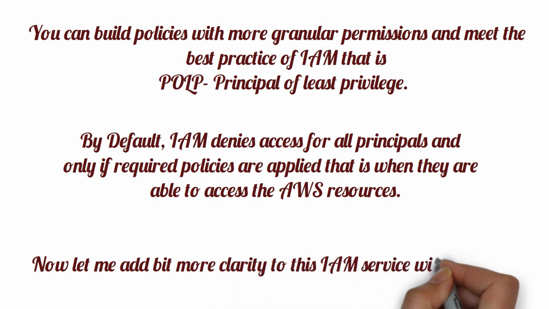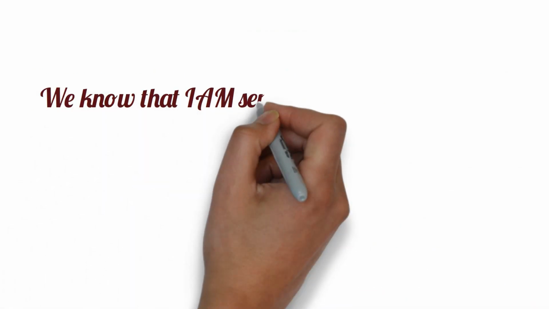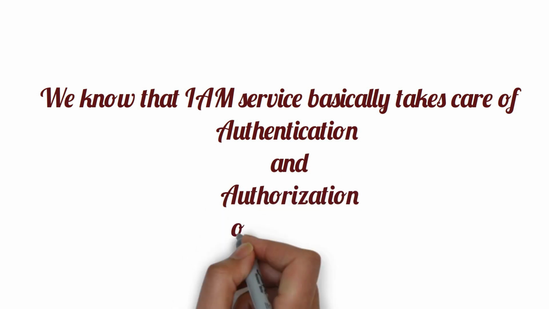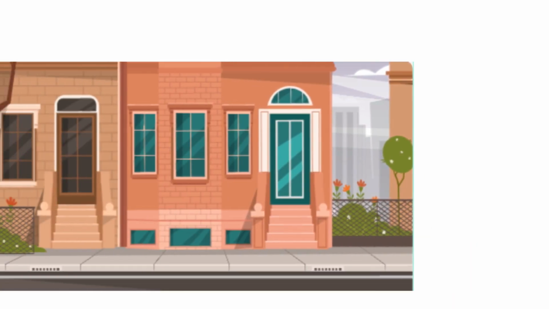Now let me add a bit more clarity to this AWS IAM service with an example. I know the examples might seem to be a little bit weird, but our human mind is such that it retains unusual or weird things for a longer duration. That is the only intention to come up with these examples. Now we know that the IAM service basically takes care of authentication and authorization of the users.